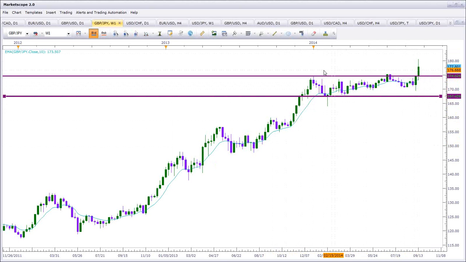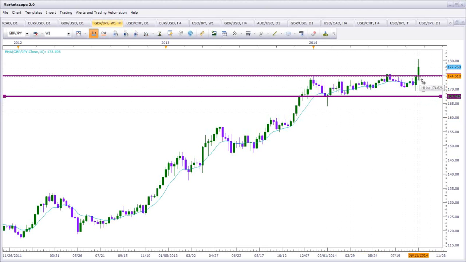So the pair was consolidating since, when is this? This is like the beginning of 2014. Since January of this year, on a longer term, we've been having a consolidation, but as you can see this month, the pair suddenly broke above this resistance level, and now we're seeing some up moves. So this was a very good time to probably enter a market, but we still don't know.